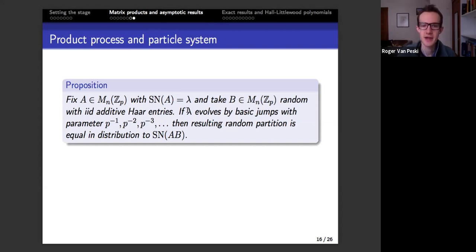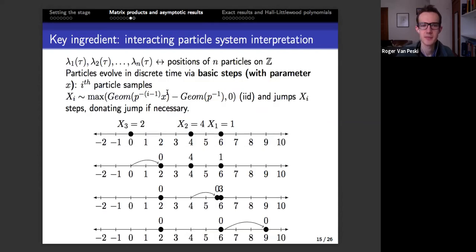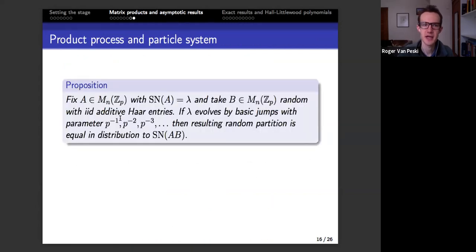The other way is I can take lambda and then evolve it by a sequence of basic steps, which have parameters p inverse, p to the minus 2, p to the minus 3. So here, remember, these parameters enter the definition of the basic step just in terms of what this geometric random variable that's getting sampled is. And in particular, if x is very small, then these xi's are going to be 0 with high probability. And so even though I'm saying evolve by an infinite sequence of basic steps, all but finitely many are going to not involve any actual jumping. And so this does actually make sense.